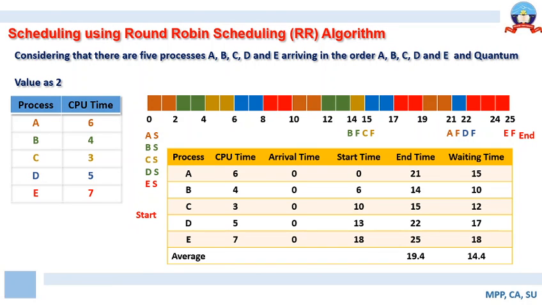First A will be given the CPU for 2 units of time, so A will execute from 0 to 2. From 2 to 4 B will execute. From 4 to 6 C will execute. From 6 to 8 D will execute, and from 8 to 10 E will execute. This is how the round robin algorithm works. It executes a process for a quantum unit of time, and then carries on with the other processes in the process list. So it's quite a fair algorithm.